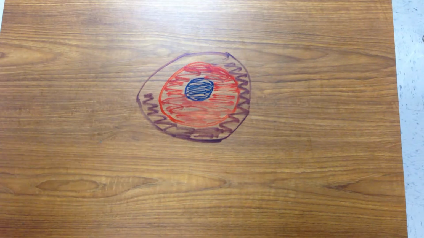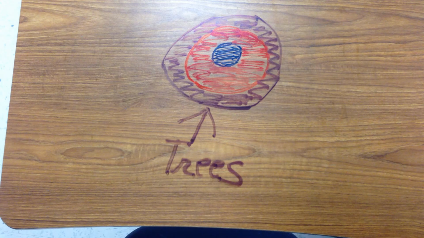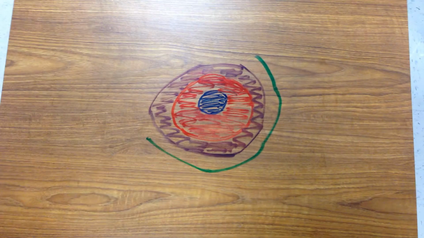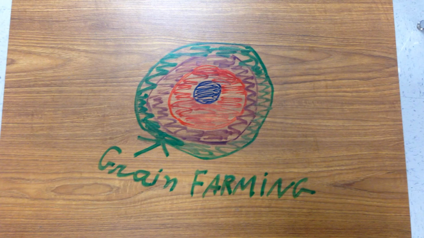The second ring consists of trees. This is the second ring because lumber is very heavy to transport, so it has to be close to the marketplace. The third ring is the grain farming. It requires a lot of land because the crops that grow there are highly dependable crops in the world.